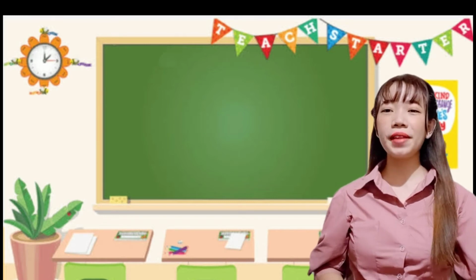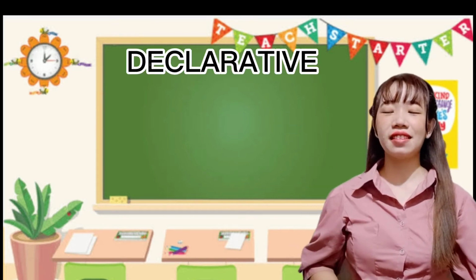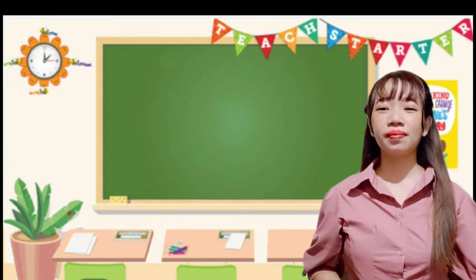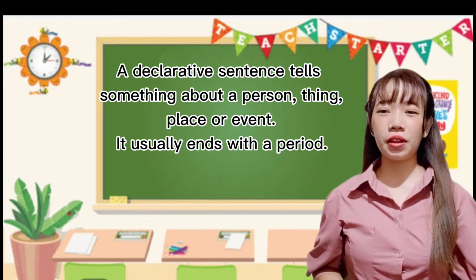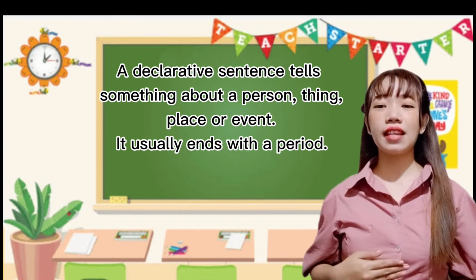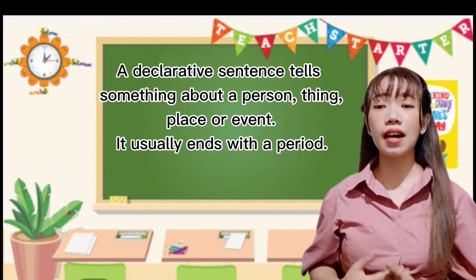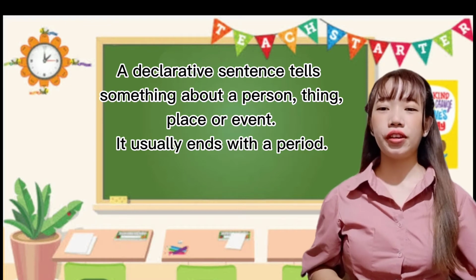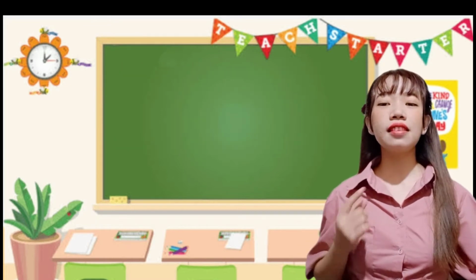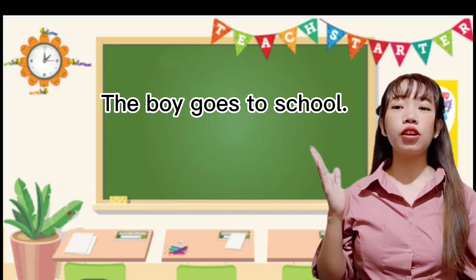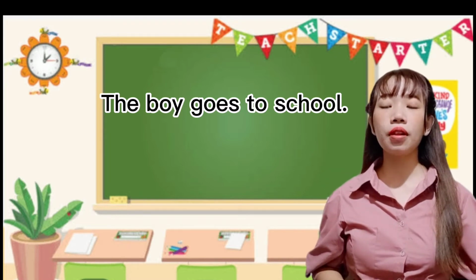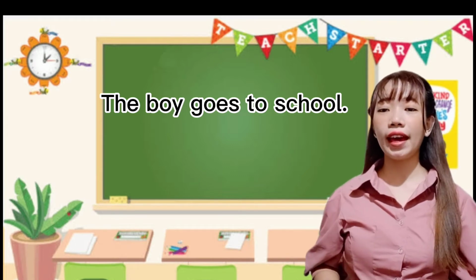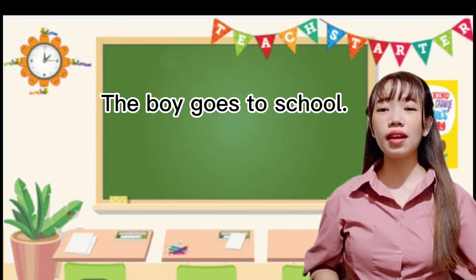We have the first one, the declarative sentence. Will you please read the definition? Yes, Philip. Very good. Thank you, Philip. So when we say declarative sentence, it tells us something or it gives us an information. And always remember that it ends with a period. Very good. So the sentence you have read earlier, the boy goes to school, is an example of a declarative sentence because it tells us something about the boy and as you notice, it ends with a period.